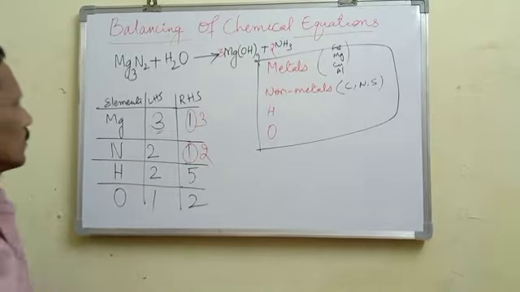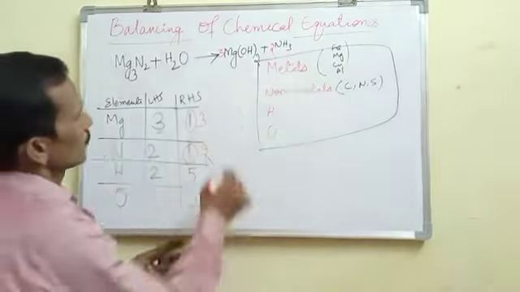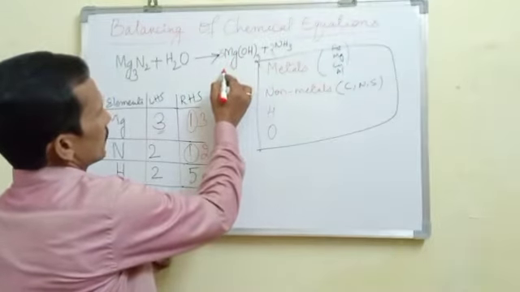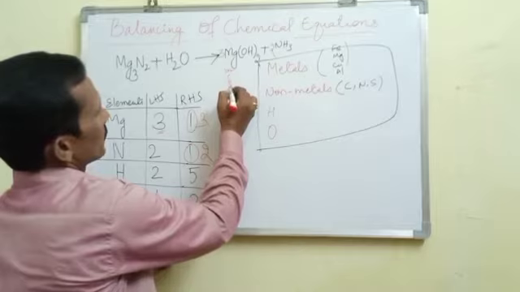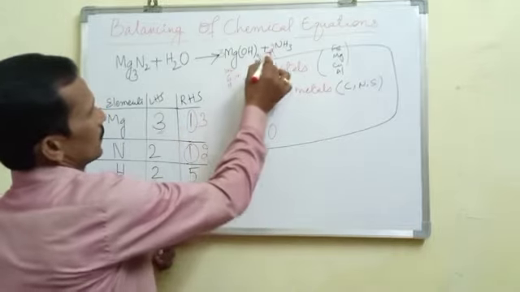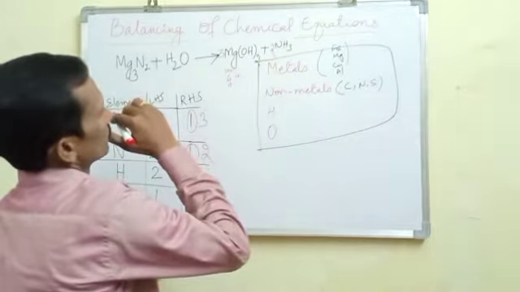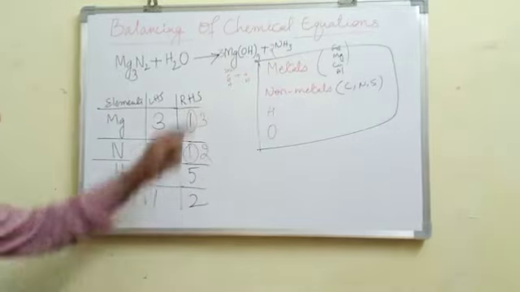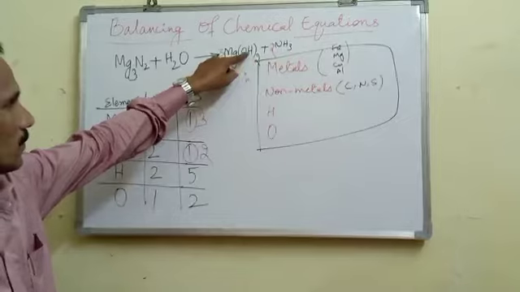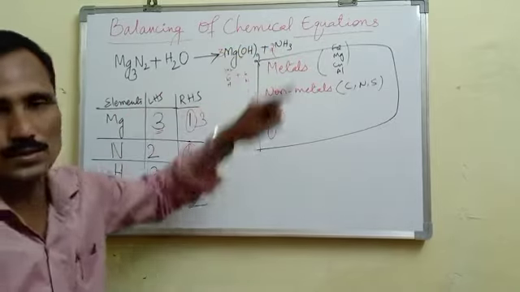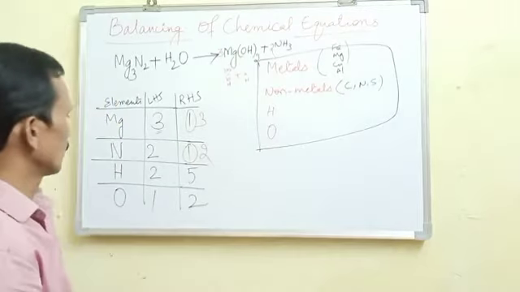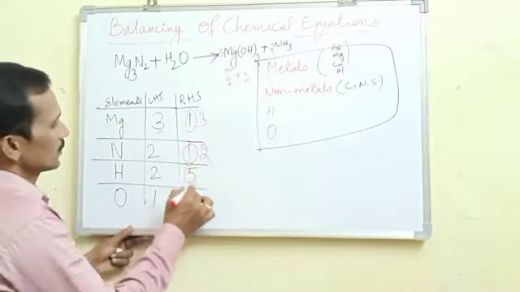After that, hydrogens. Check the hydrogens that are there. 2 ones are 2 hydrogens, 2 into 3. Here 3 into 2, 6 hydrogens are there, plus 2 into 3, 6 hydrogens. Total 12 hydrogens are present. 3 2s are 6, 6 1s are 6, 2 3s are 6. Hydrogens are 12 here at the product side.